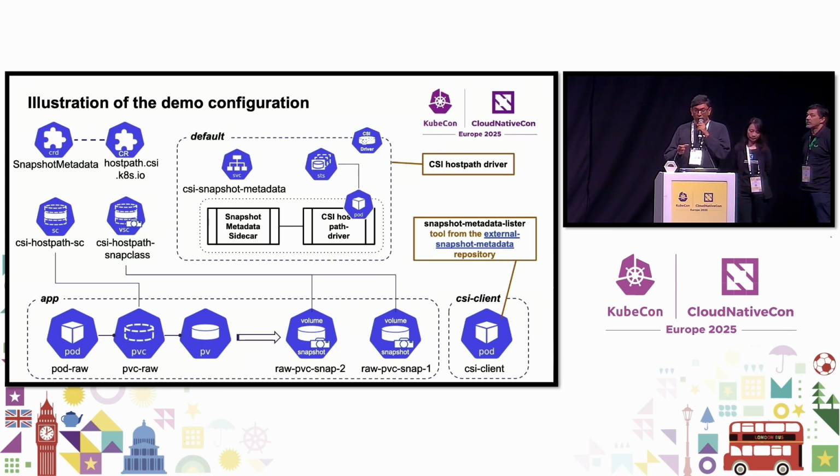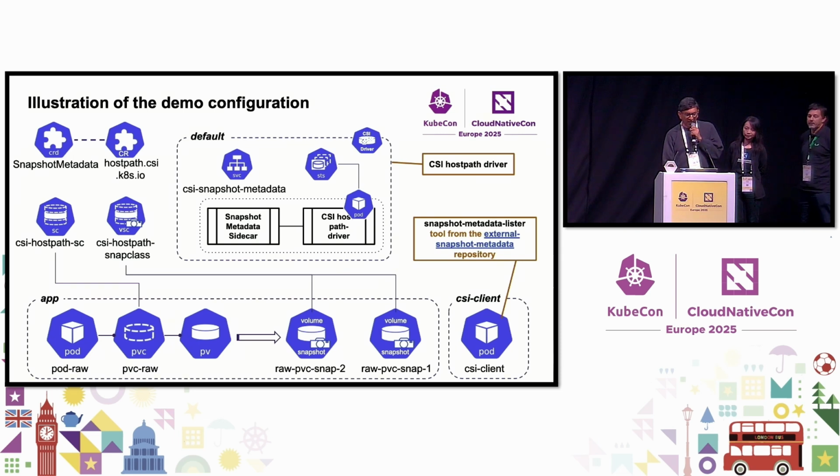The CSI host path driver has a mode of deployment where you can attach the snapshot metadata sidecar we developed. Because it's used for lots of testing, this driver only supports this feature with block volume mode. But it's a minor issue. Real CSI drivers will support this feature for volume or file system mode.